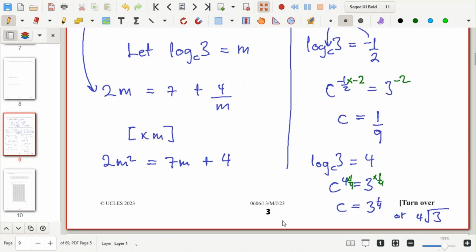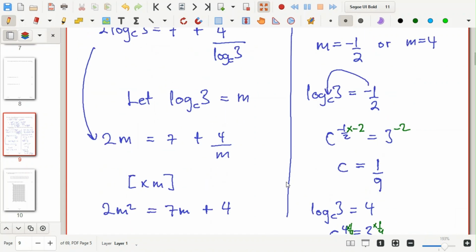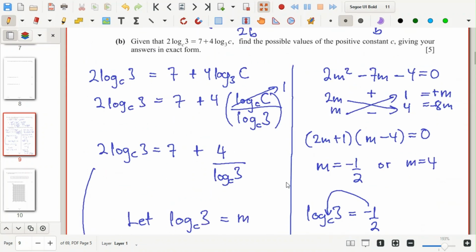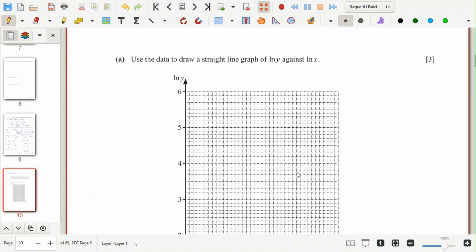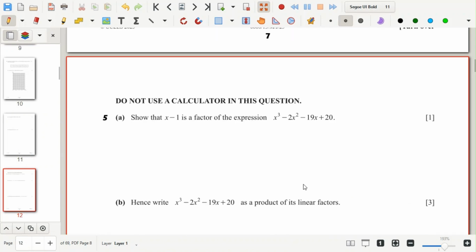So this is May, June 2023. This is what your seniors wrote some few years ago. Yes. So, oh, it's just last year.